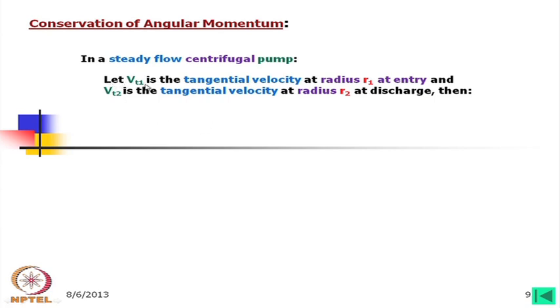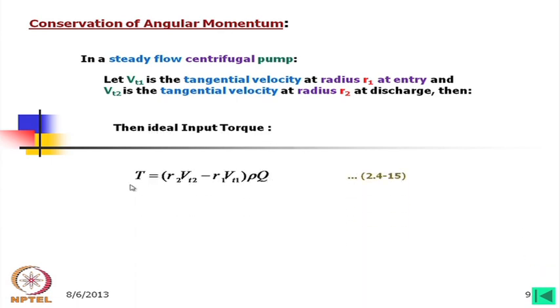In that case, let Vt1 be the tangential velocity at radius r1 at entry. This means that if I consider a circle at the entry, then the tangential velocity of the mass of the fluid, again let us consider a control volume. Now, same thing when it is being discharged, the tangential velocity is Vt2 at radius r2. Then we can write the ideal input torque T is equal to (r2 Vt2 minus r1 Vt1) into rho, again density, into the flow rate.